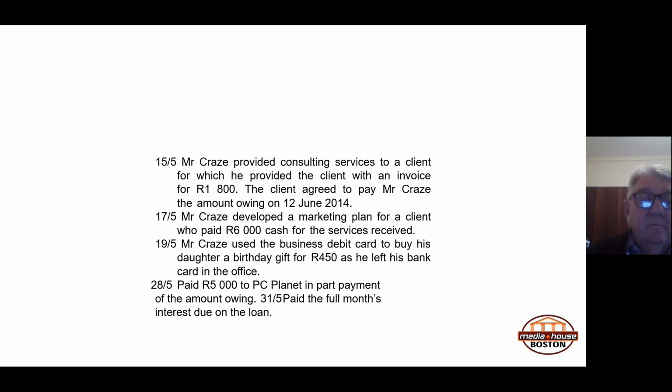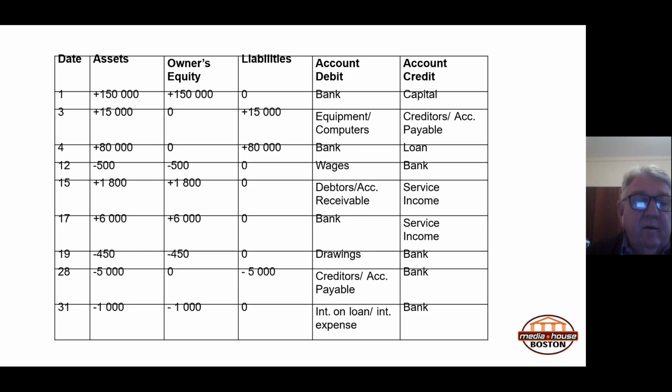Okay. So we know we're going to credit our bank by 1,000 rand. The assets will go down by 1,000 rand, and our owner's equity will also go down by 1,000 rand because that's an expense sitting there. So we're going to debit our interest on loan or interest expense, and we're going to credit our bank. Okay, so if you just want to check and see if you have got all the answers written down.